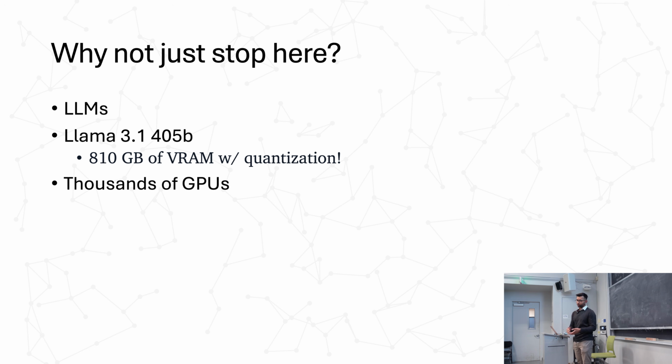So, I mean, we use GPUs for deep learning, so why not just stop here? Well, in this new world of LLMs, where models such as Llama 3.1 have a 405 billion parameter version, it's simply not possible to train it on one GPU. In fact, this model, just to run inference in the quantized version, takes over 800 gigabytes of memory.